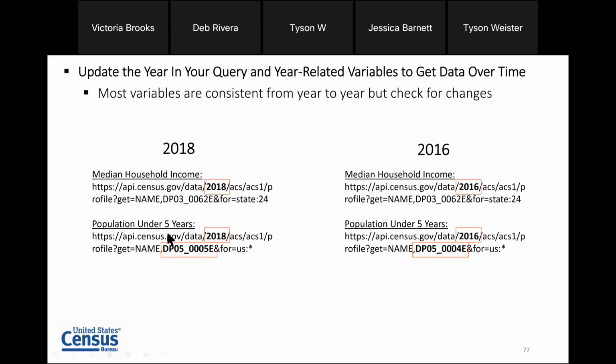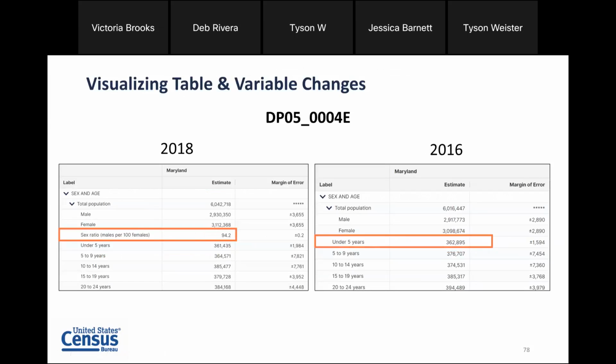If you're pulling data for the population under 5 years from data profile 5, you would be pulling that variable ending in 0005E in 2018. In 2016, it's 0004E. These variables can change for a number of reasons, but keep in mind they're that code-based, table-based naming convention.